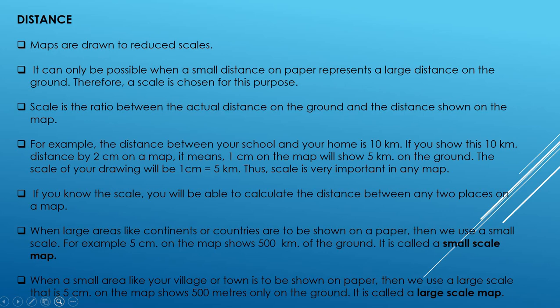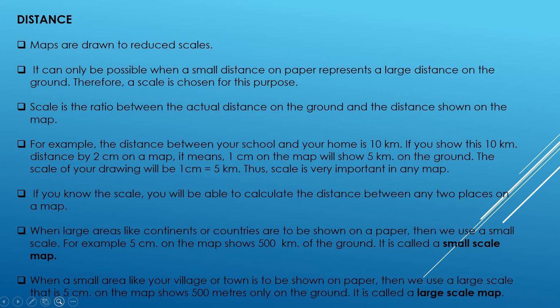So what is a scale then? Scale is the ratio between the actual distance on the ground and the distance shown on the map. It will be helpful if I explain it with an example. The example given in the book is that the distance between your school and your home is, suppose, 10 kilometers. If you show this 10 kilometers distance by 2 centimeters on a map, then it means 1 centimeter on the map will be 5 kilometers on the ground. The scale of your drawing will be 1 centimeter equals 5 kilometers.